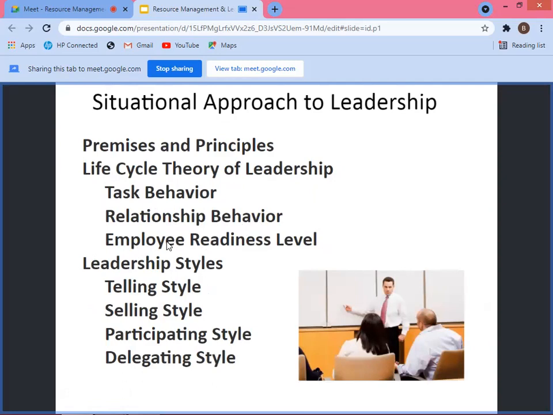Employee readiness level. There are two factors in this: the willingness to do the job and the ability to do the job. When the employee is new, he is not ready yet. You have to be patient as a leader, as a manager. You have to have patience. Train and develop him to become ready next time. Make him ready. So we'll talk about that. And leadership style: telling style, selling style, participating style, and delegating style.